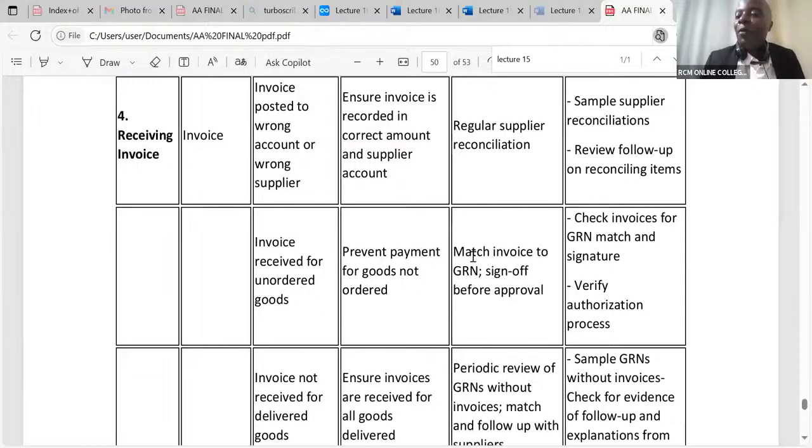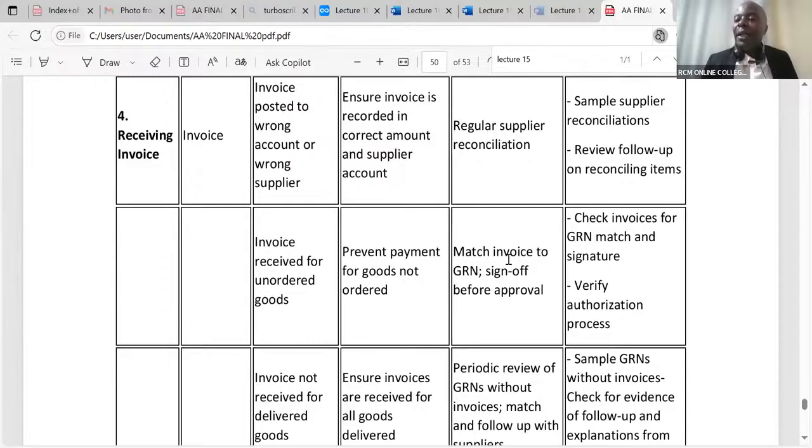This is a form of reconciliation. We're checking the invoices versus goods received notes. And then, of course, you will be able to introduce this concept of signing off. Goods received notes must be signed off by supervisors. Invoices should be signed off by supervisors. All right. So they sign off before approval. That's a very good control.